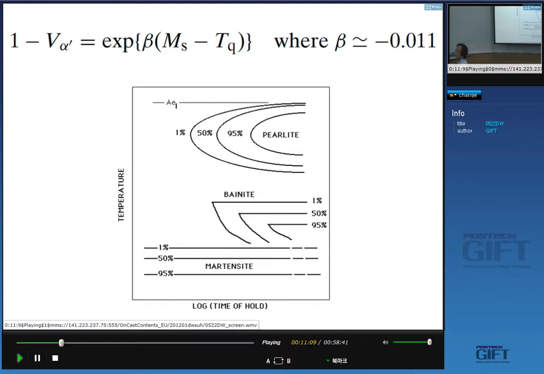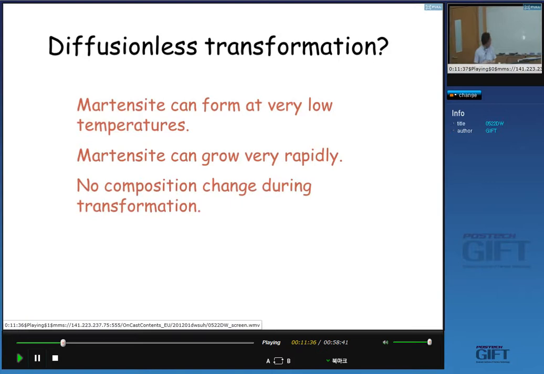So it only depends on the quenching temperatures. From this empirical equation, you can understand that the martensitic transformation is not associated with time-dependent phenomena. Martensite forms at very low temperatures, but it grows very fast. So it excludes the possibility of atomic diffusion during the transformation. That's why we regard martensitic transformation as diffusionless.